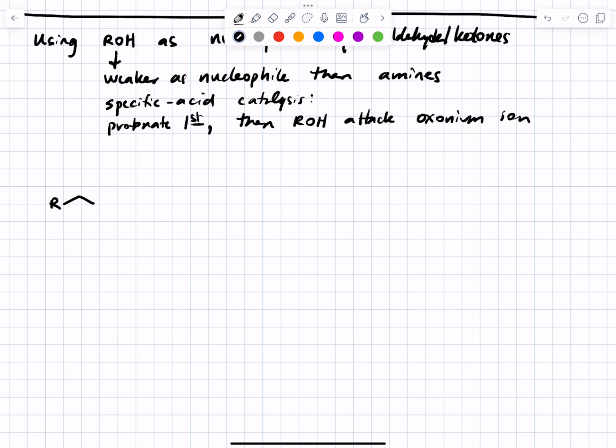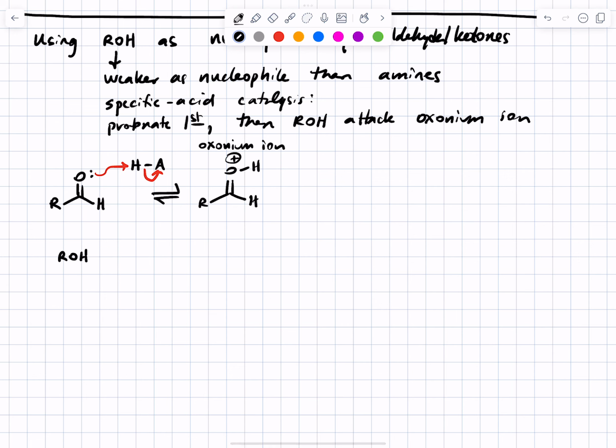We'll take a generic aldehyde and an alcohol, and the alcohol won't attack first. Instead, it will wait for the carbonyl compound to be protonated by the acid catalyst. That's an equilibrium step that generates what I will call an oxonium ion. Then, and only then, is the alcohol nucleophilic enough to attack the carbonyl carbon.